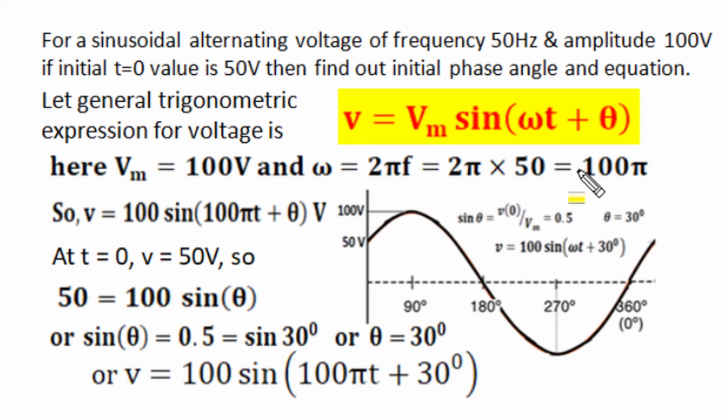A simple numerical can be asked on the concept of phase and the general trigonometric expression of a sinusoidal alternating quantity. We are given a sinusoidal alternating voltage having a frequency of 50 Hz and amplitude 100 volt, and its initial value is half of the peak value, 50 volt.